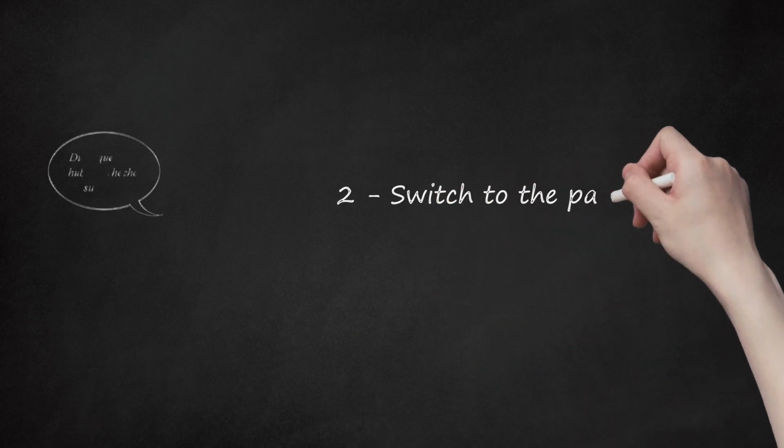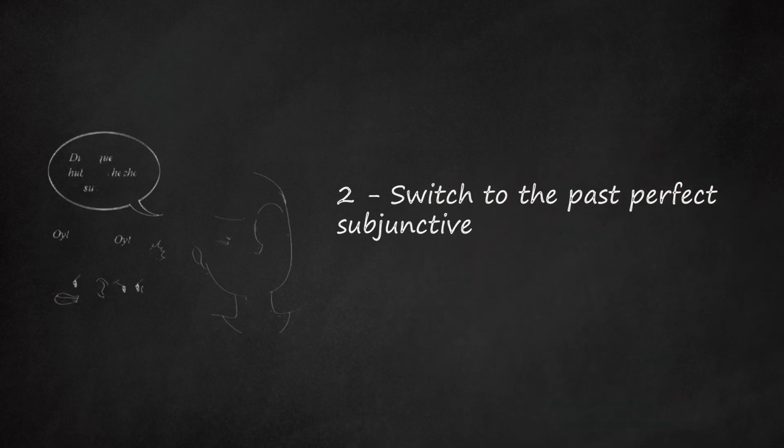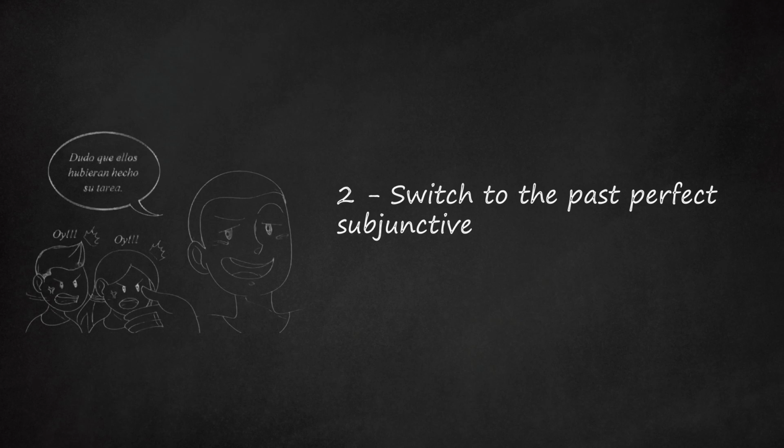2. Switch to the past perfect subjunctive. Use the past perfect subjunctive when discussing an action that one doubts or denies had been done at a fixed point in the past. This verb form is comprised of two parts, the conjugated helping verb, haber, and the singular past participle of the word hacer. Example, I doubt that they had done their homework, dudo que ellos hubieran hecho su tarea.